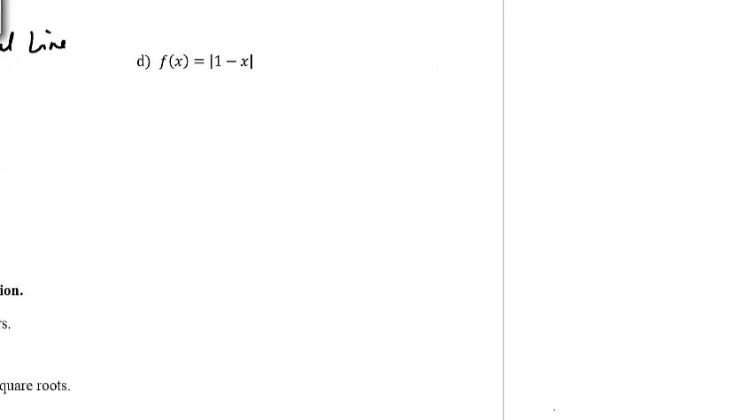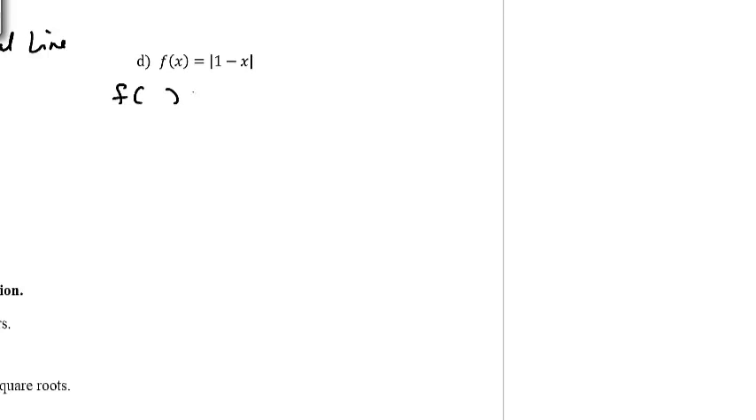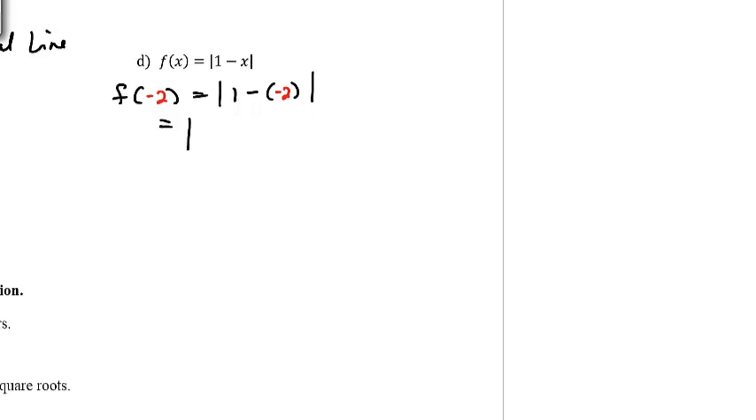And then our last one of these here, we have f of x equals the absolute value of 1 minus x. So again, I'm just going to draw out my shell. So that's the absolute value of 1 minus an empty parentheses. And in the empty parentheses, we're going to put a negative 2. So we have the absolute value of 1 minus a negative 2, which is 1 plus 2. So when you have minus a negative, that becomes plus, and so that's the absolute value of 3, which is 3. So this says f of negative 2 equals 3, and the ordered pair that goes with that is negative 2, 3.